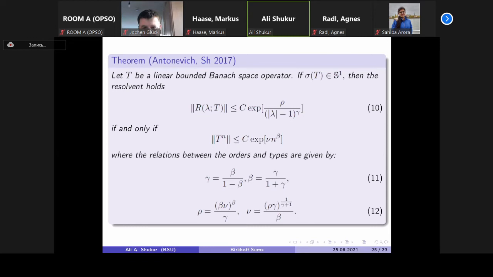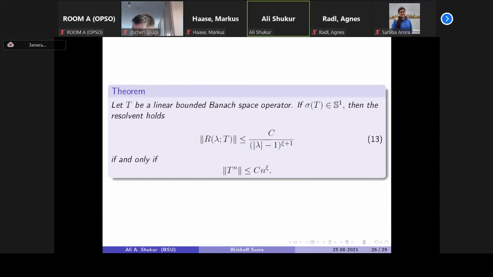Again, we studied the exponential growth of the resolvent. So if the spectrum belongs to the unit circle, then the resolvent can grow exponentially if and only if the norm of powers of the operator grows only exponentially. And with orders and types here, I didn't define these notations, I'm sorry, but I was in a hurry to prepare this presentation. Here we have the relationship between the orders and types. The norm of the resolvent grows like this if and only if the norms hold this inequality.